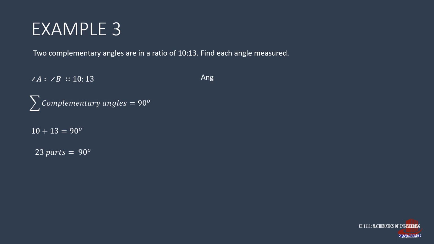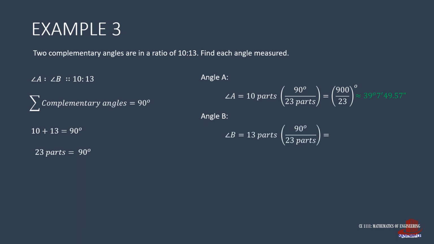So to compute for the angles, start with angle A, which has 10 parts times 90 degrees over 23, making 900 over 23 degrees. That is just like 39 degrees, 7 minutes, and 49.57 seconds. Angle B, on the other hand, is 13 parts of 90 degrees over 23. That would be 1170 over 23 degrees, which can also be written as 50 degrees, 52 minutes, and 10.43 seconds.